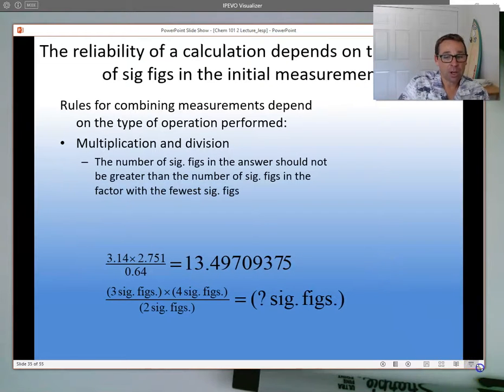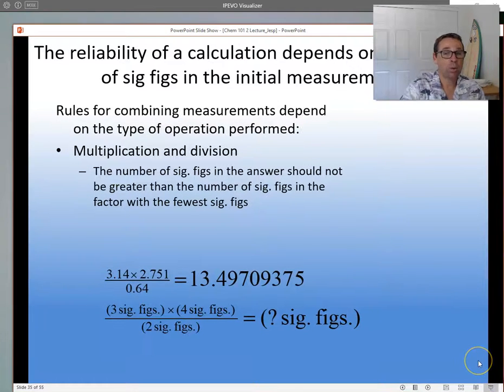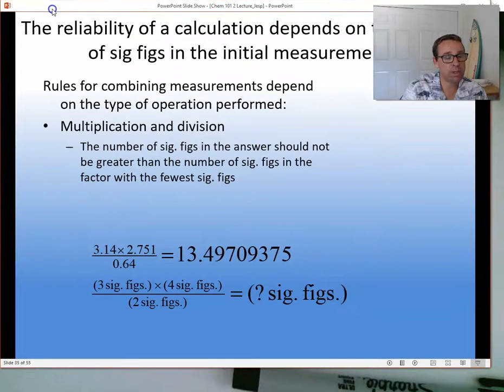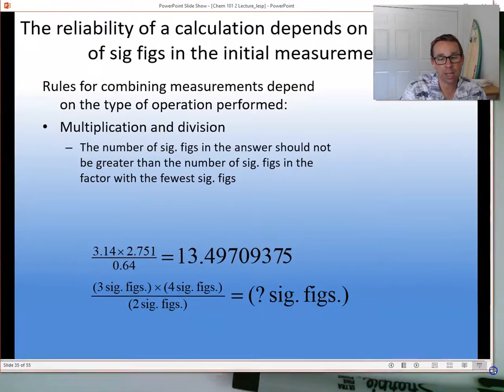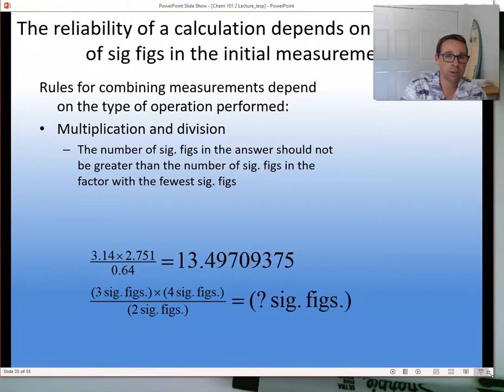But we have to have a conversation about how you identify the appropriate number of significant figures when you're multiplying two values together, or when you're dividing values, or when you're adding or subtracting values. And so that's what we're going to talk about right now.